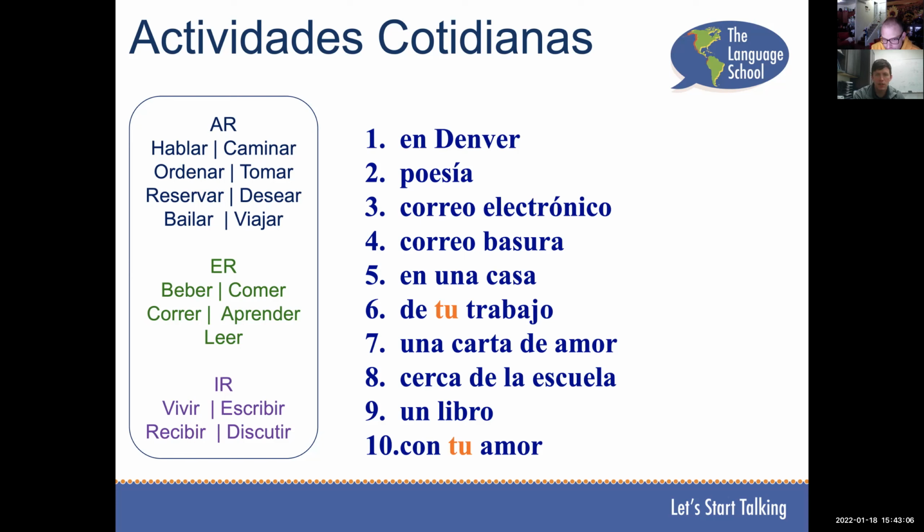Cerca de la escuela. ¿Qué significa cerca? Cerca de la escuela. Close to the school.